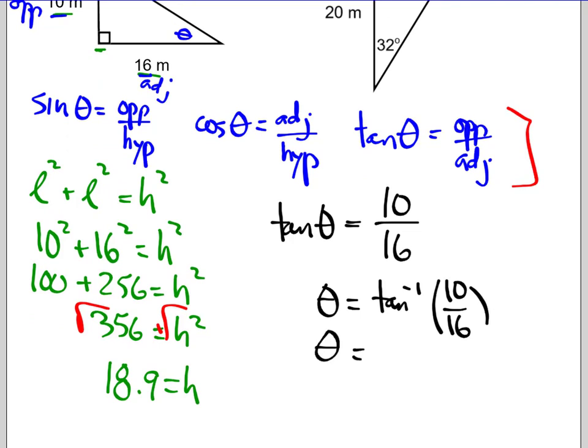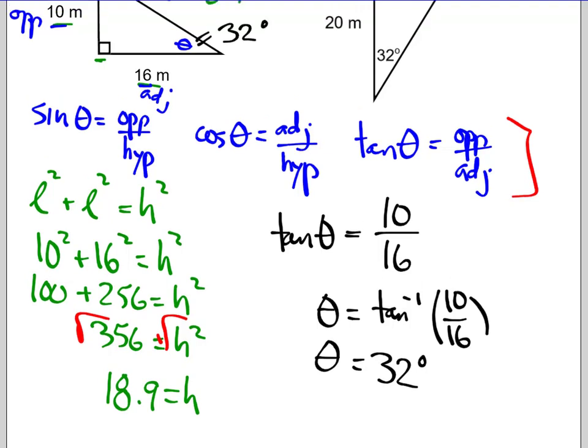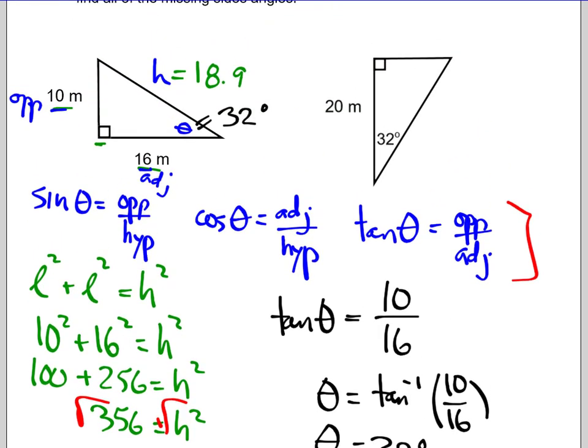Okay, so we take our 10, we divide it by 16, we hit equals, we go second function, tan, which invokes the arctan, and we should get 32 degrees. So we can fill this in as 32 degrees. Once we have 2 out of the 3 angles, this little square is at 90 degrees, we can subtract them both from 180, and we get our missing third angle, which in this case is 58 degrees.